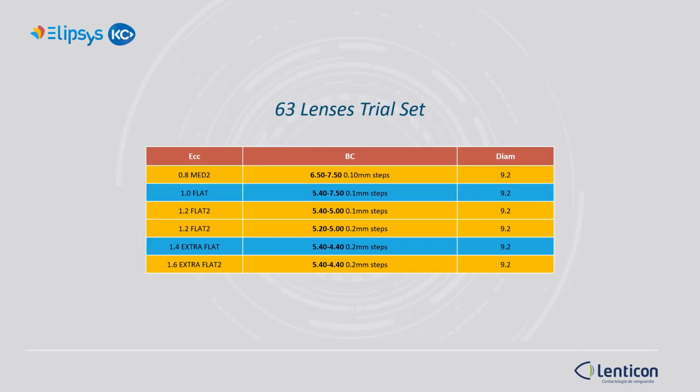A complete trial set has been settled to allow the contactologist to work more independently from the manufacturing laboratory. As you can see in this table, this 63 lens trial set contains base curves between 6.50 to 4.40 millimeters, eccentricities ranging between 0.80 and 1.60, and a diameter of 9.20 millimeters.